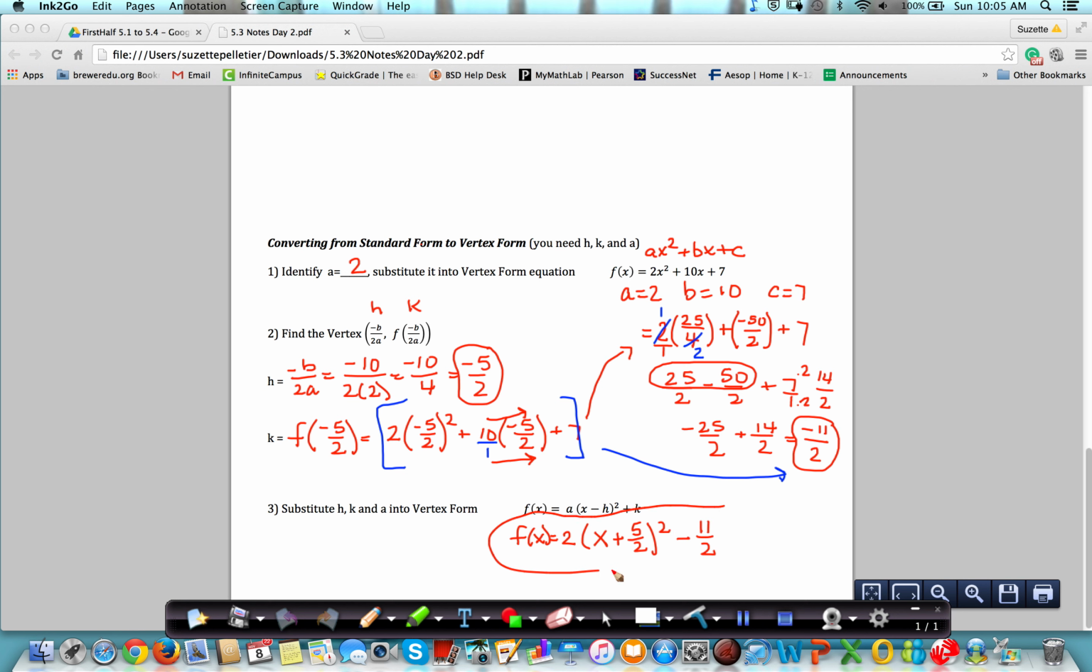So there's your equation for standard form to vertex form. Some of them are nasty with fractions, so please be careful, take your time, ask, and we'll do more practice of those if you need to.